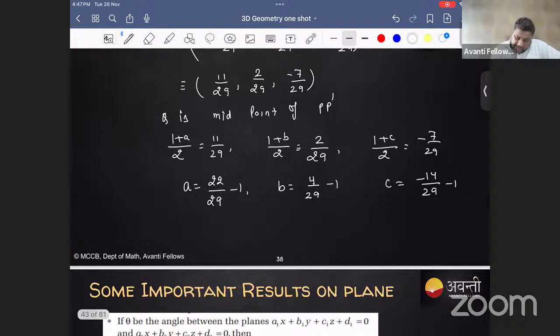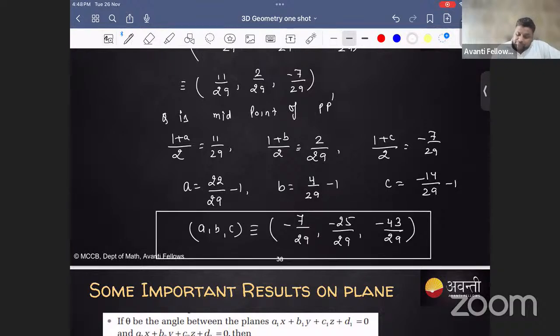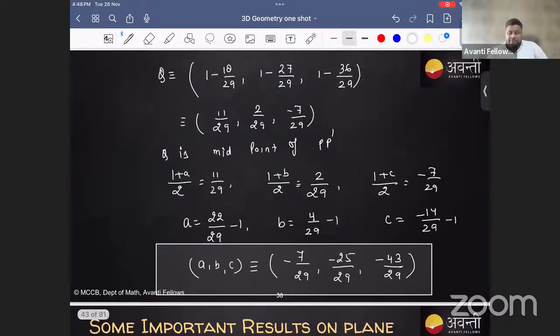Got it? So finally, (A, B, C), which is the image point, is going to be (minus 7 upon 29, minus 25 upon 29, and minus 43 upon 29). This is your image point. Clear? I hope I have made my point very clear. So this is how we find the image of a point in a plane.